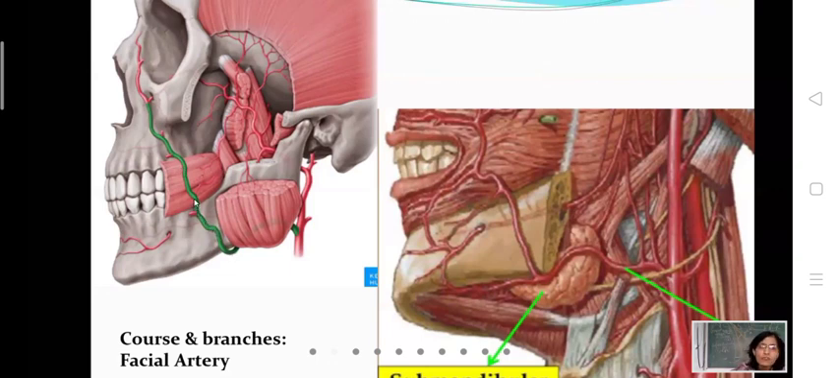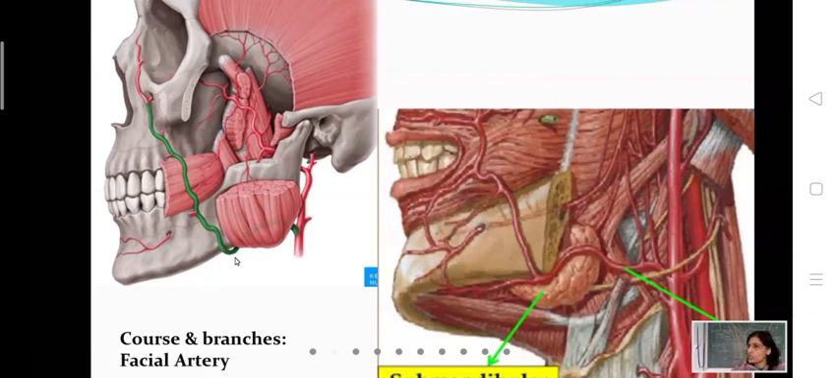Okay, then it goes upwards in a tortuous manner, reaches the angle of mouth 1.25 centimeter lateral to the angle of mouth. Then it ascends upwards by the side of nose. It goes upwards, and at the medial angle of the eye, it anastomoses with the dorsal nasal branch of ophthalmic artery, which is not seen here. So this is the course of facial artery, and facial artery is a tortuous artery in the face.